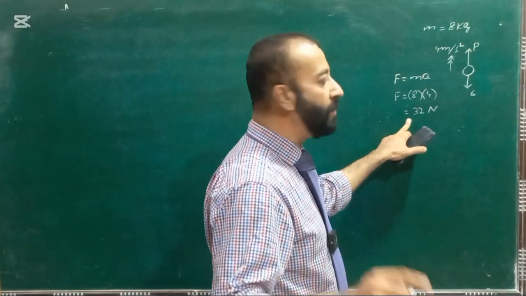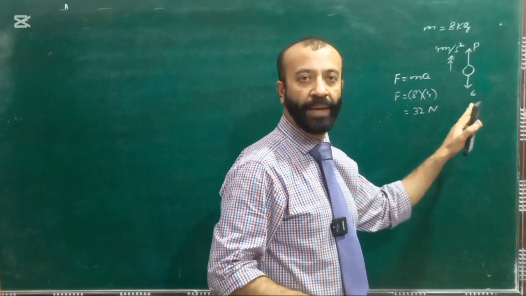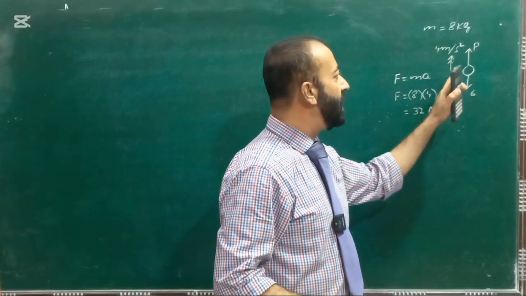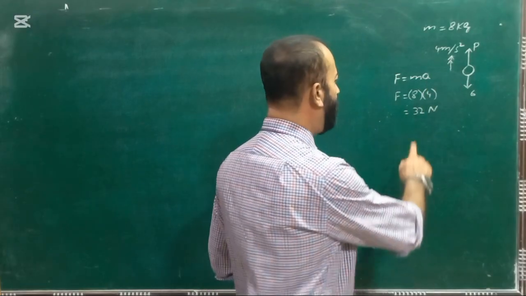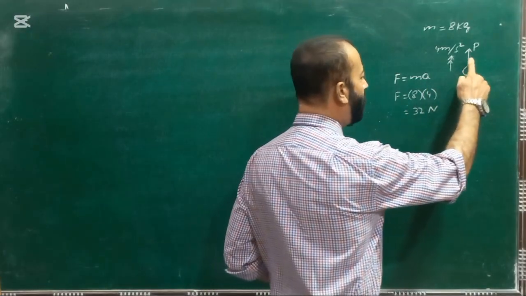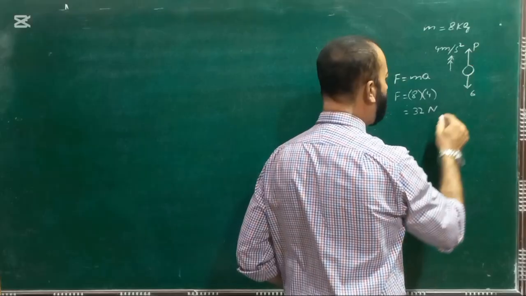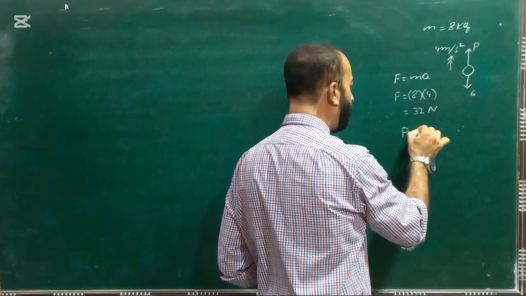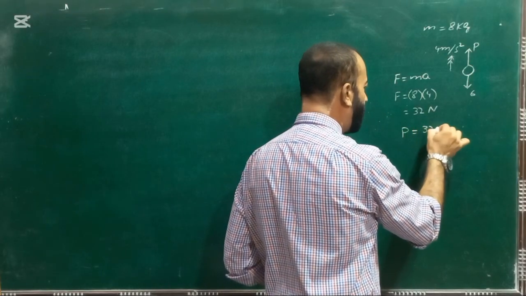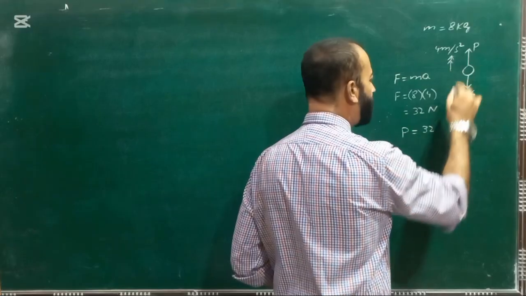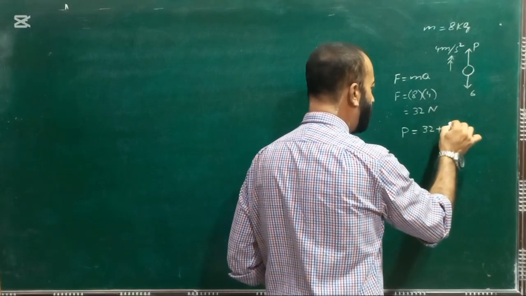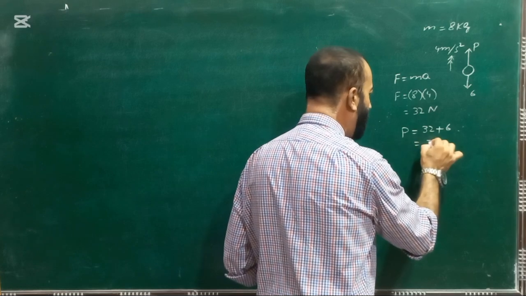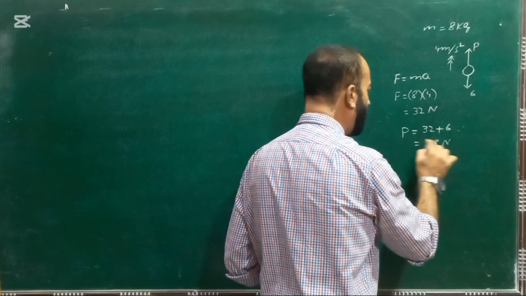So remember one thing, when more than one force is applying on the body, the resultant force will produce the acceleration. So if this is the resultant force, this means that P will be equal to 32, because this is the resultant force, plus 6, because 6 Newton will be balanced out with each other. So actually 38 Newton is P.